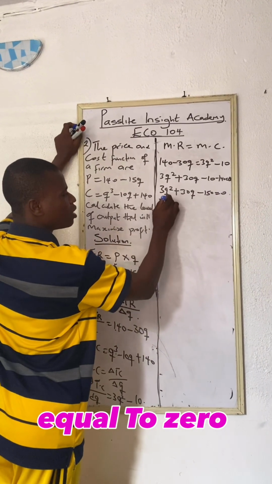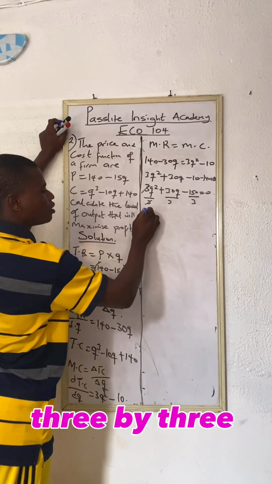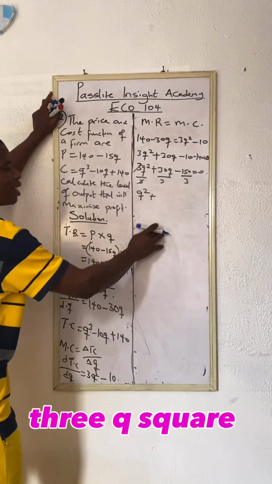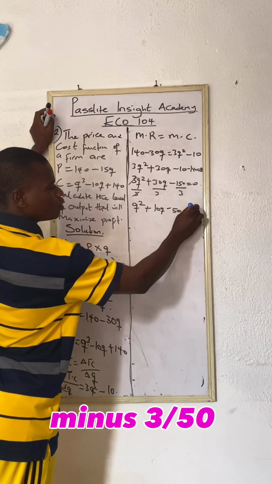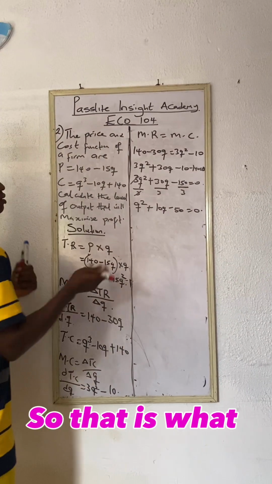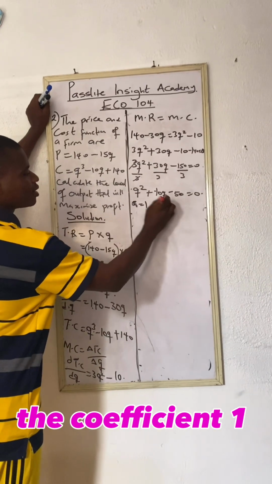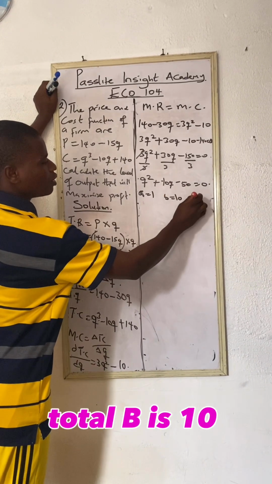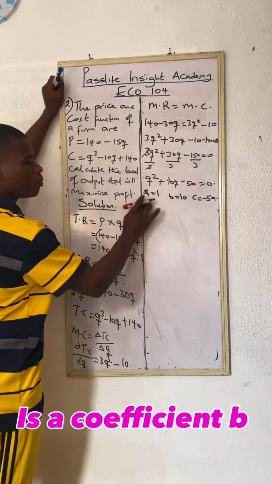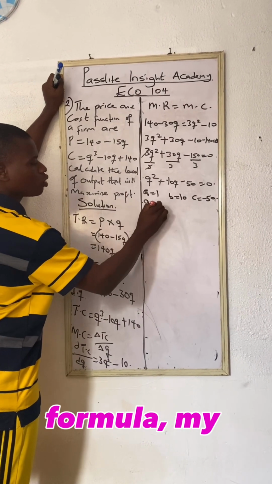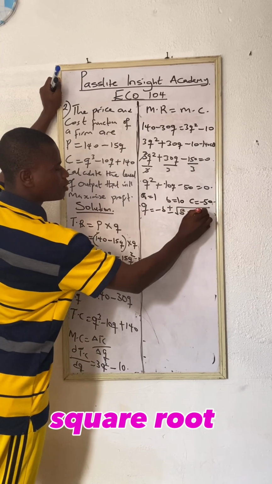Divide through by 3. What do you have? Q squared plus 10Q minus 50 is equal to 0. So that is what you are having. A is 1, B is 10, and C is minus 50. Using the formula, Q is equal to minus B plus or minus the square root of B squared minus 4AC, all over 2A.